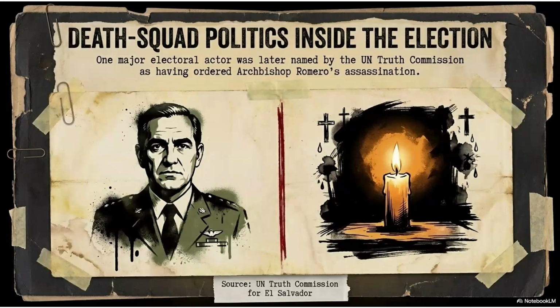This slide focuses on Roberto D'Aubuisson. He was not simply a normal conservative politician, he was associated with death squad politics, and the UN Truth Commission later named him as having ordered the assassination of Archbishop Romero. This matters because it complicates the 1984 elections.